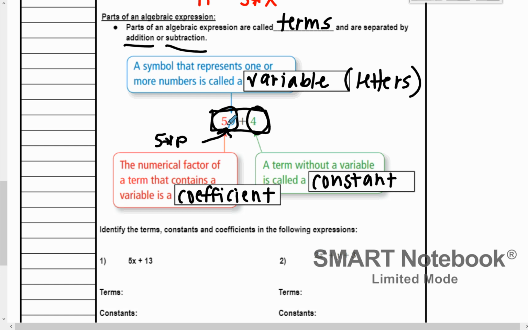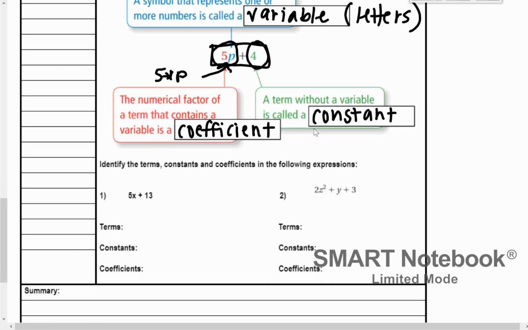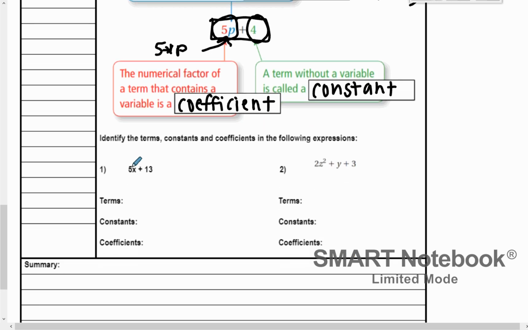Okay? So for these next couple examples, we are going to be identifying terms, constants, and coefficients. I want you to follow along for at least the first example. If you still don't feel comfortable, then just follow along with the second example. Otherwise, follow along with the first example, pause the video, and maybe try the second one on your own.